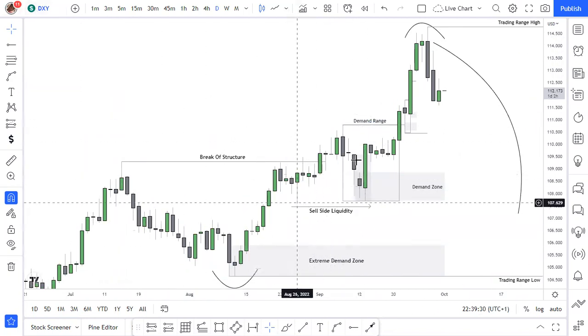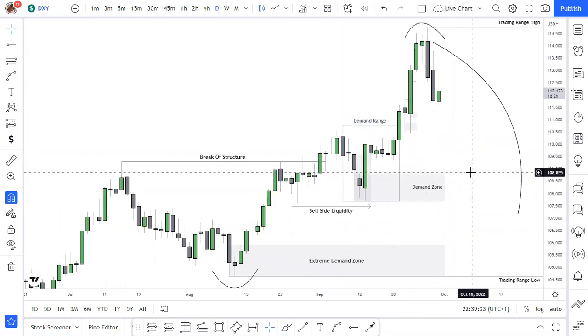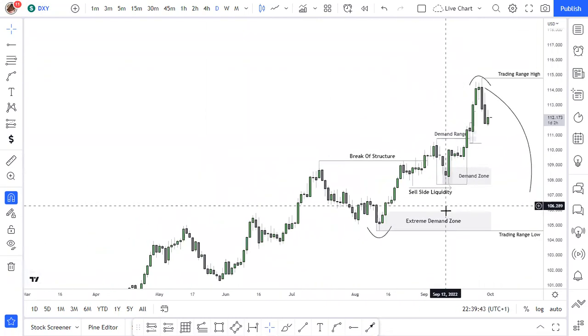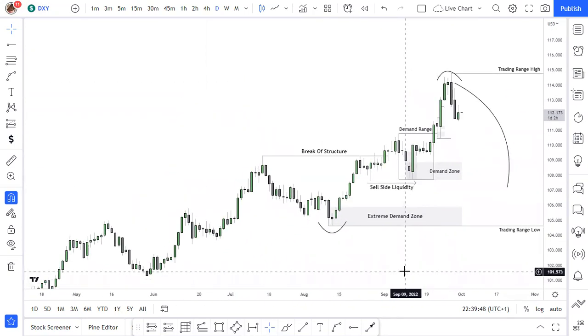we have bullish market structure, and structure is one of the important things. It's one of the first things we look at. So we have bullish market structure because price has been forming higher highs and higher lows.